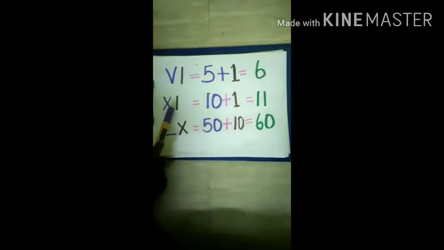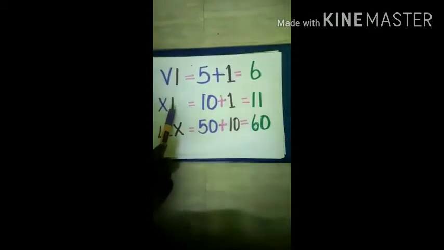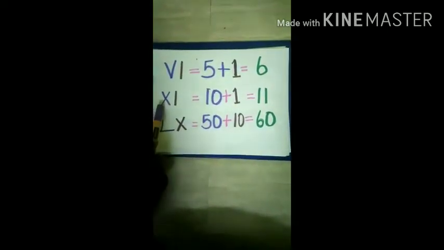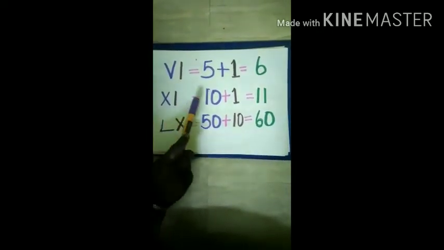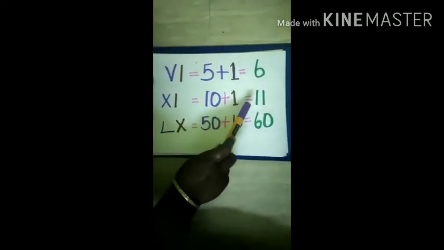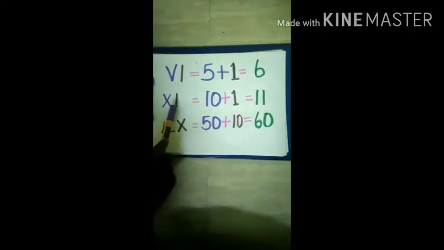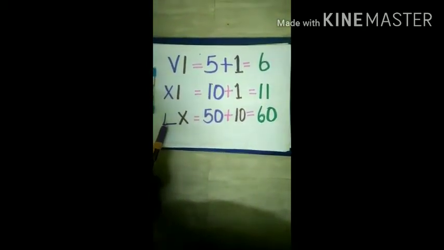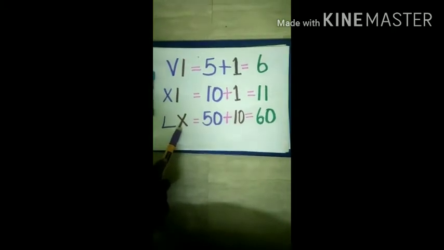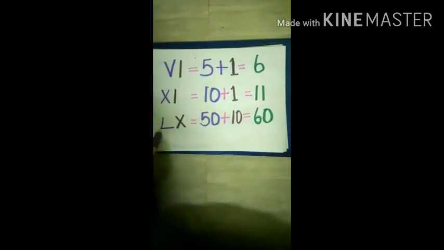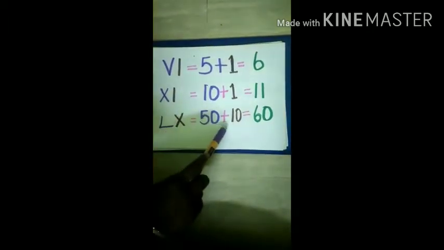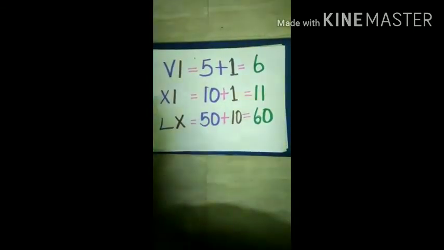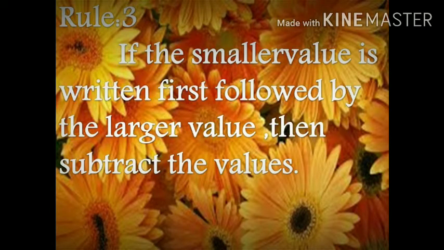Next, 10 and 1, that is X and I. The value of X is 10 and the value of I is 1. So here also the larger number is written first. So you have to add the values. 10 plus 1 is equal to 11. So XI is the Roman numeral for 11. Next, LX. The value of L is 50 and the value of X is 10. Here also the larger number is written first. So you have to add the values. 50 plus 10 is equal to 60.